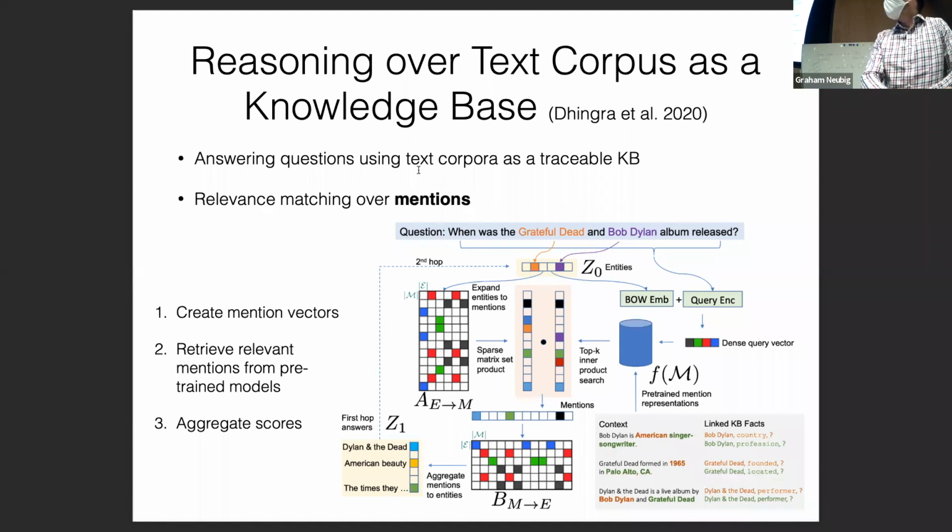No, here the answer is actually an entity. So what you want to do is you want to do a hop and then another hop and find the entity that actually answers the question.